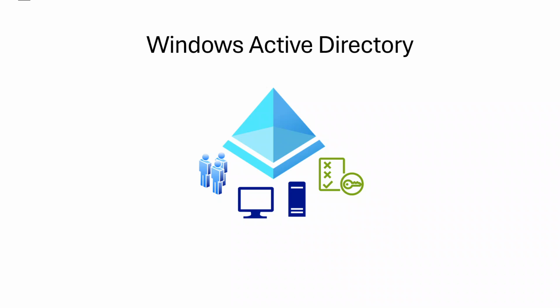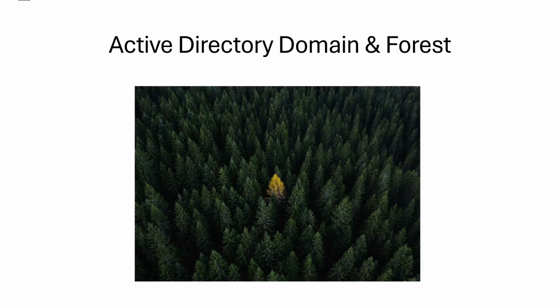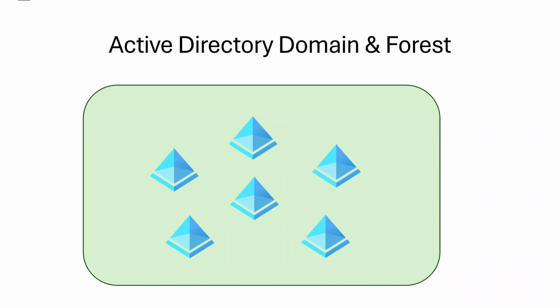When working with Windows Active Directory, it is important to understand the concepts of domains and forests. What is an Active Directory forest? Think of an Active Directory forest like a real forest. A forest is a big area that contains many trees. In Active Directory, a forest is a collection of one or more domains that share a common global structure and trust each other. Each domain in Active Directory is like a tree in that forest. A tree stands on its own but is still part of the forest.